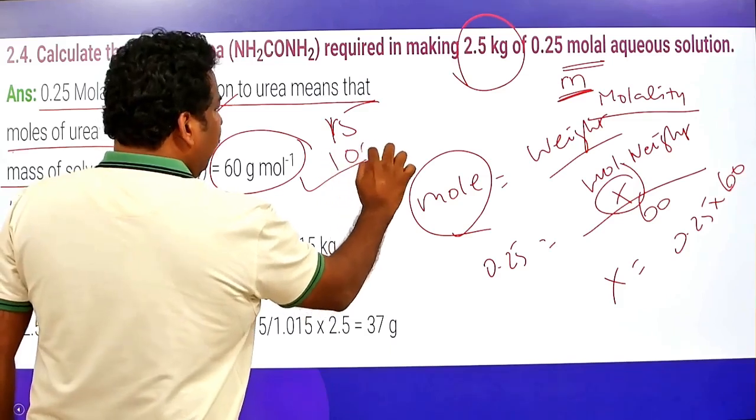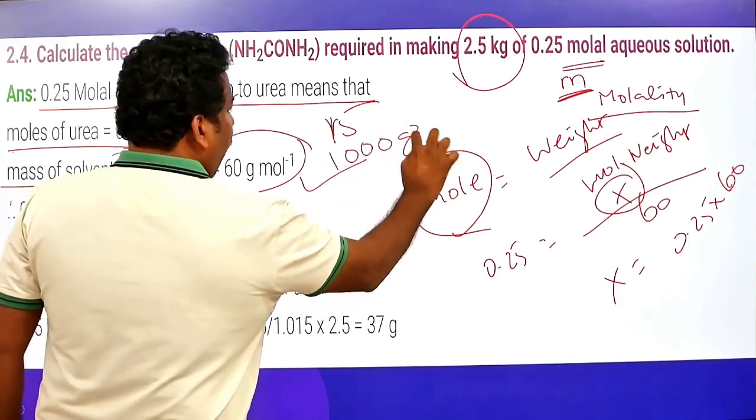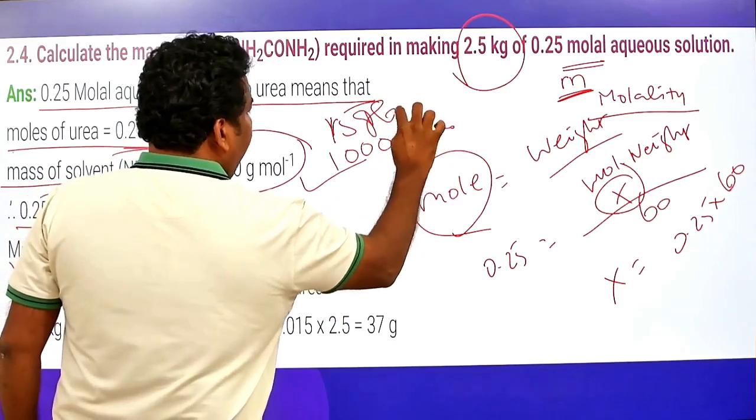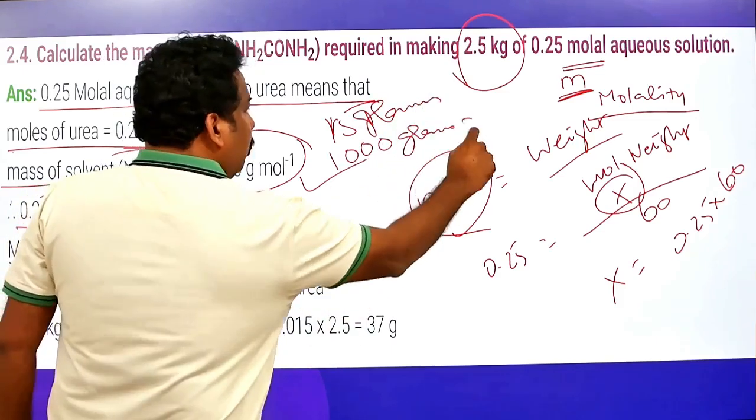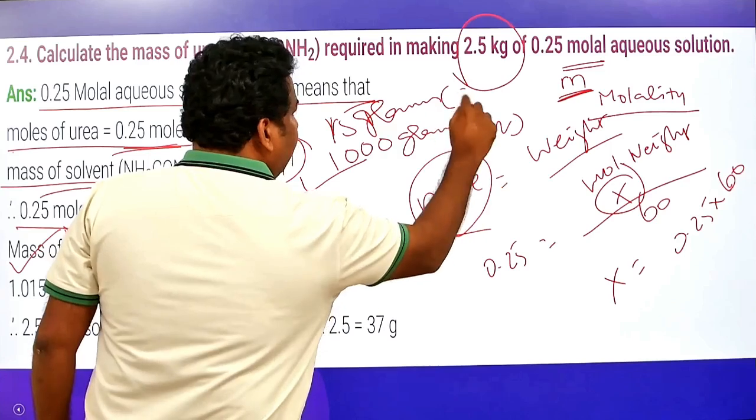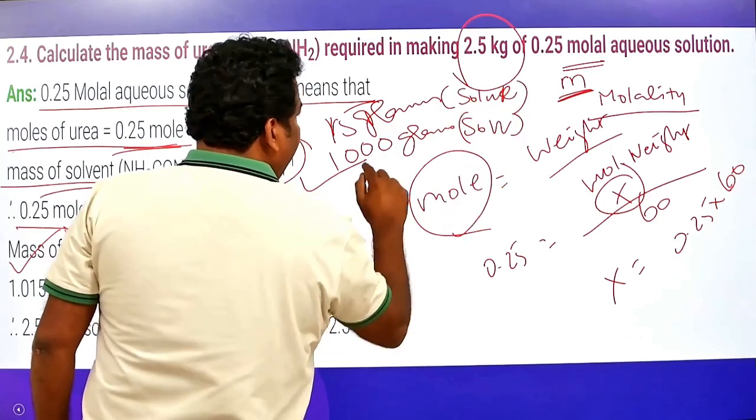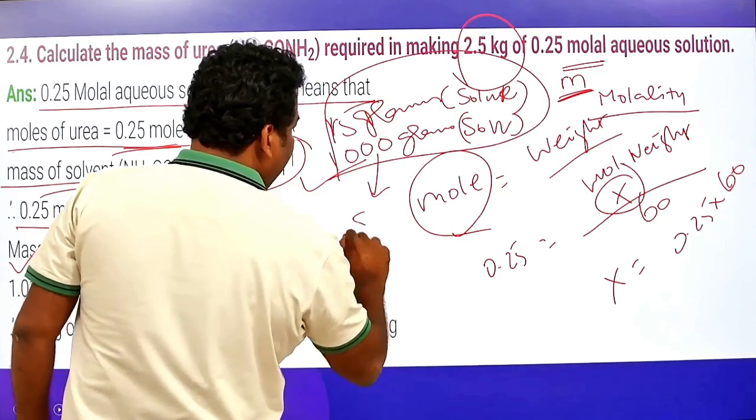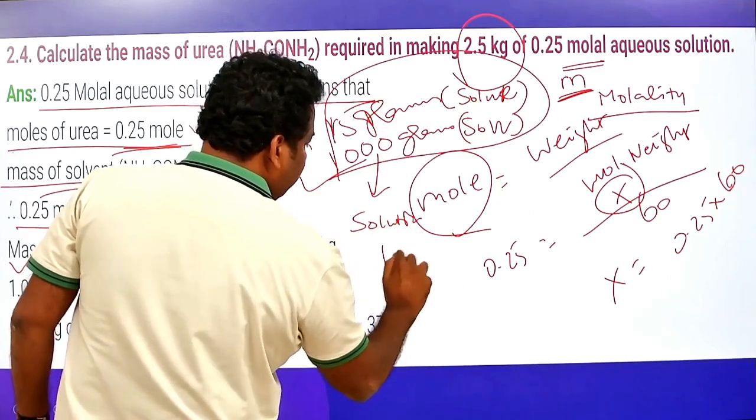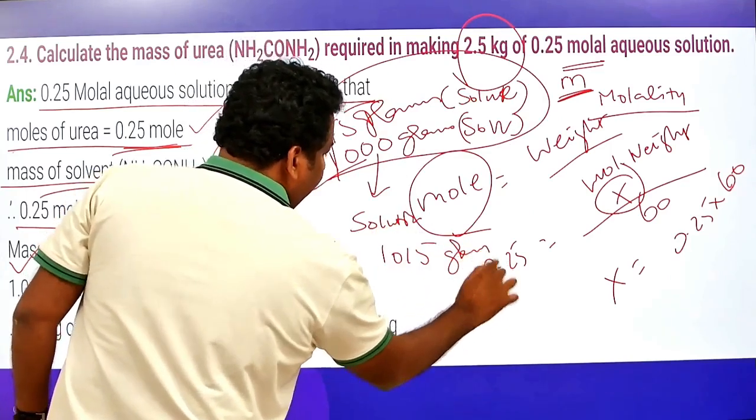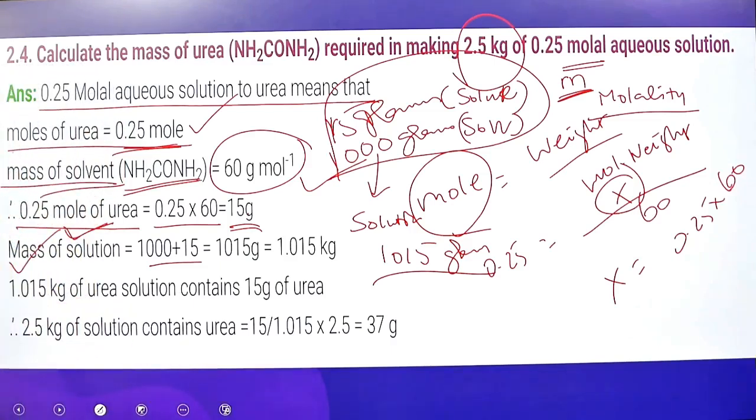Total is 1000 grams. This is 15 grams. This is solvent. This is solute, totally combined is solution, which is 1015 grams. Any confusion? No confusion.